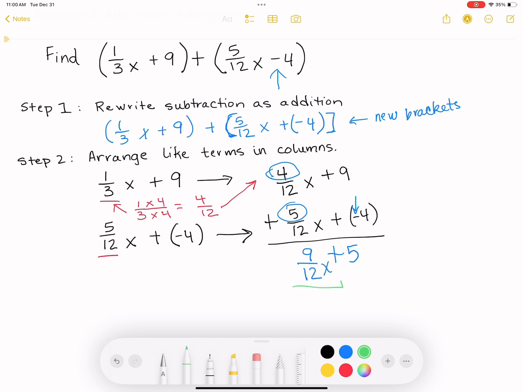This is not in simplest form. So we need to simplify this fraction. In order to simplify, I need to see what factors my 9 and 12 have in common, which is 3. So I can divide the 9 by 3 and divide the 12 by 3 to get 3/4 x. And then we add in the 5. And now my equation is simplified. My final answer would be 3/4 x plus 5. And that's in simplest form.